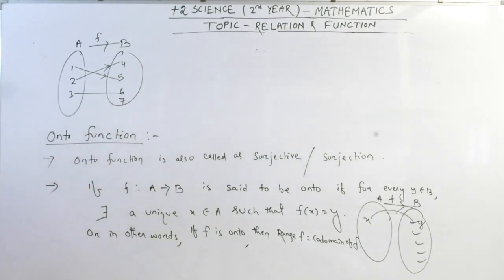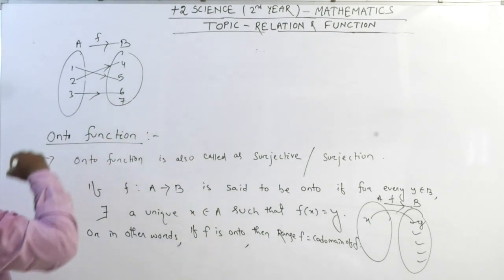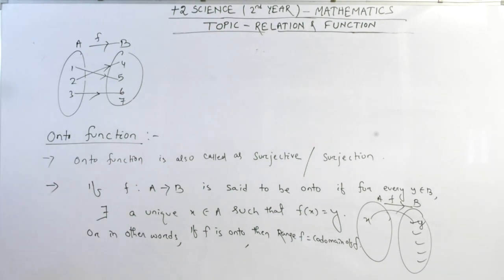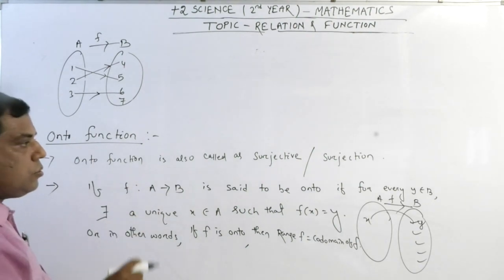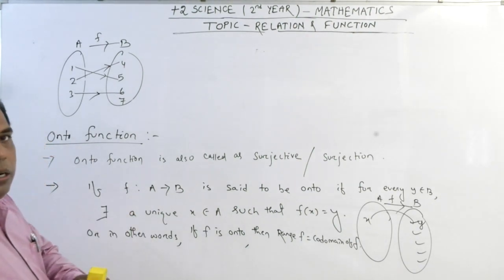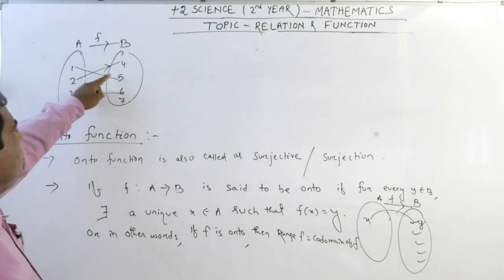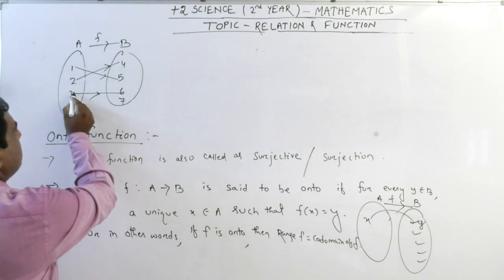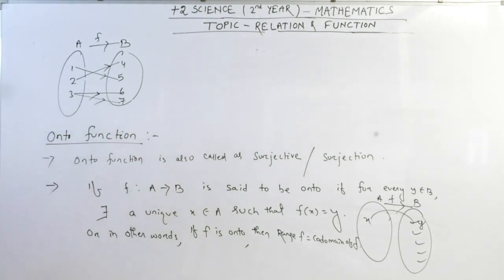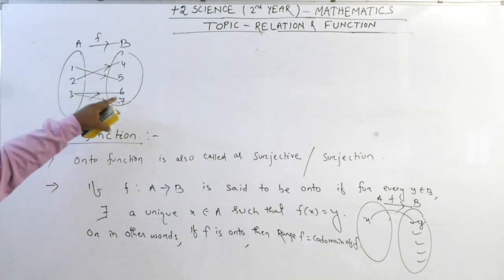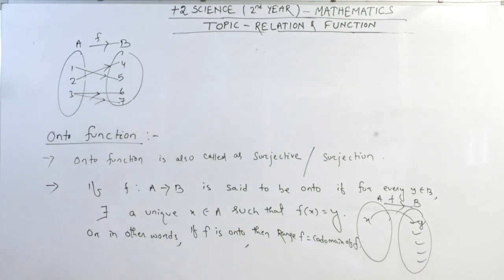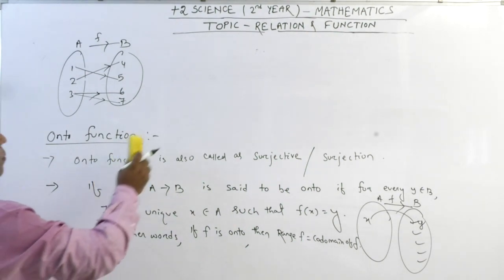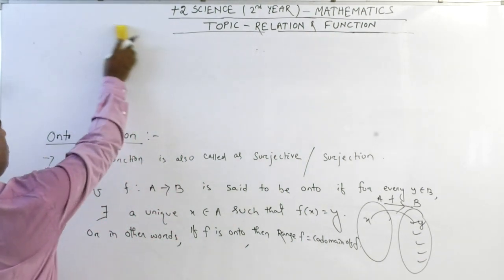So is it a function? No, it is not a function. Here all elements are not involved. Suppose I write 3 is again connected to 7. So it is not a function, because 3 is having two different images. So now for onto function, you see what happened.